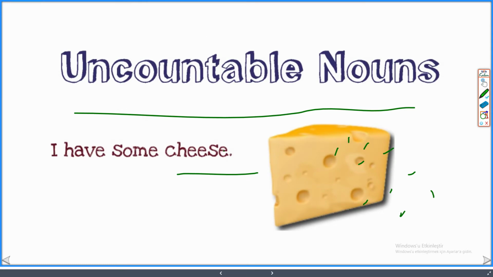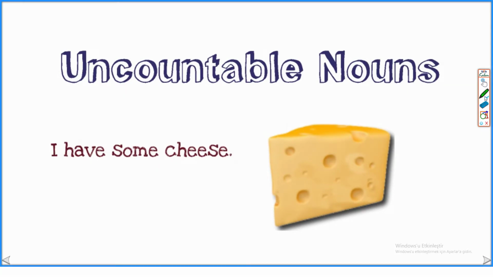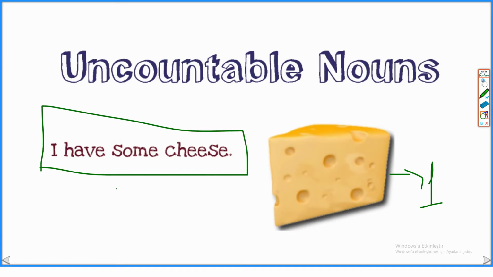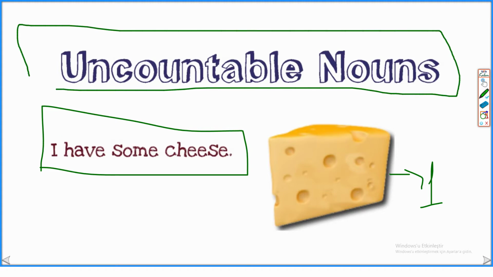And uncountable, we have cheese. Teacher, we can say that there's one cheese. You are right, but we can separate like potato, remember? And I have some cheese. I have some cheese, and it is an uncountable noun.